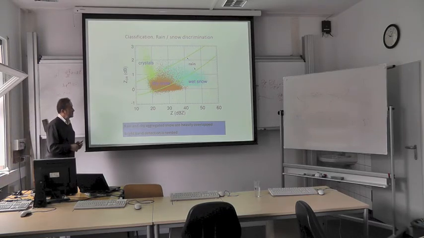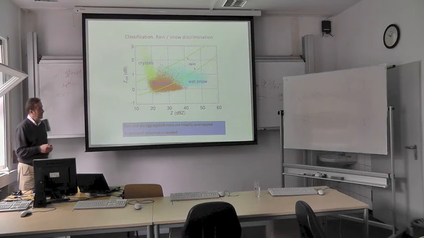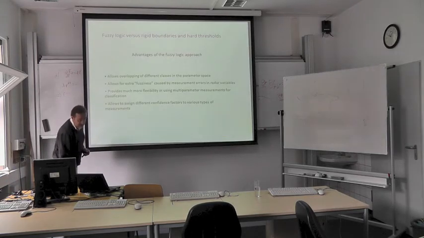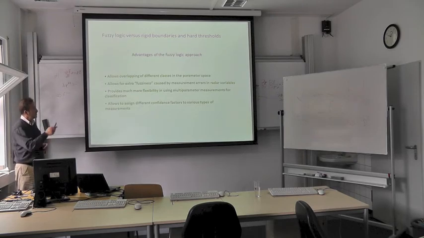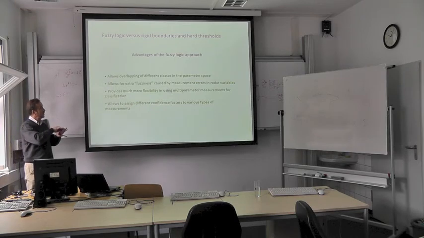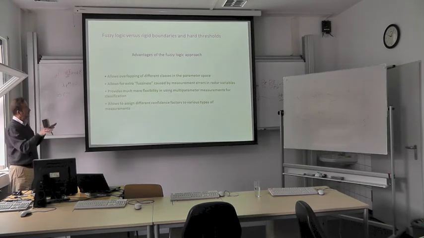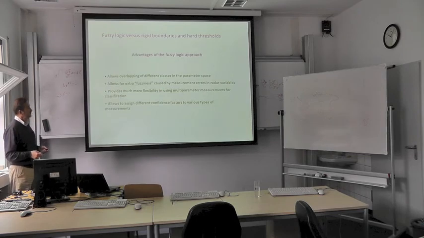If you have only one variable, radar reflectivity for example, it's almost impossible to distinguish between those types of things. So once we have multi-parameter measurements, then we can apply the so-called fuzzy logic approach. And I will explain later how it works. But here is a summary of advantages of the fuzzy logic approach. We can do classification even in the presence of overlapping of different classes in the parameter space. So Z, ZDR, rho_hv, KDP, etc.